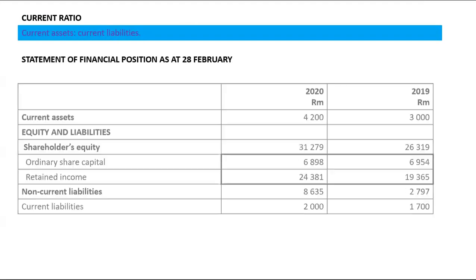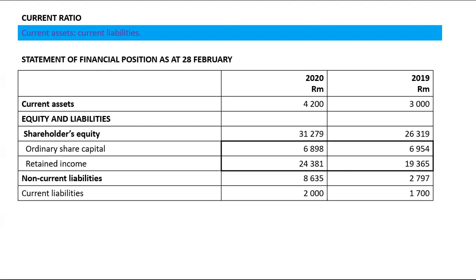Thank you. It's current assets is to current liabilities. So it's a ratio: current assets is to current liabilities. Now, let's check these financial statements here. These are actually financial statements of ShopRite. They gave us current assets for this year and for last year. And obviously, this is our balance sheet. We have shareholders equity, under which we have ordinary share capital and retained income, non-current liabilities, and current liabilities.